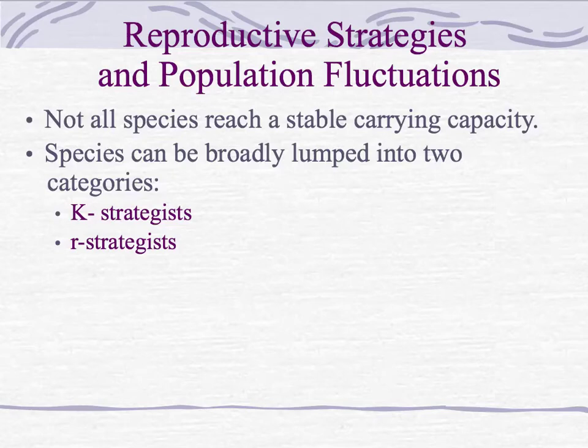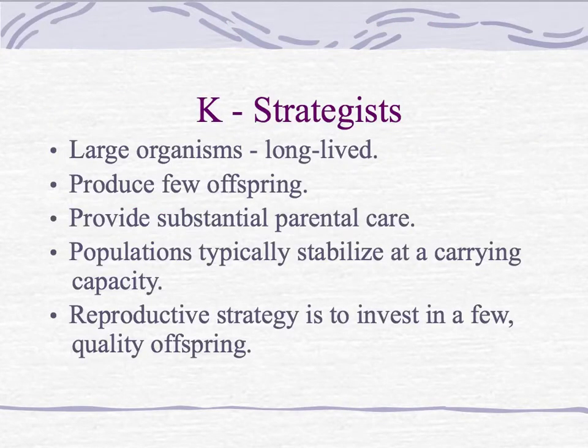Alright, welcome back to AP Environmental Science, Chapter 7, Part 2. We're going to start off with reproductive strategies and population fluctuations. The two ways that we can broadly lump organisms for how they reproduce are K strategists and R strategists. K strategists are large organisms that live a very long time.